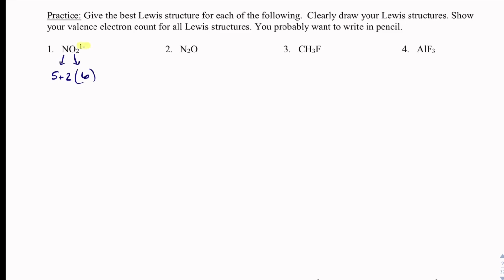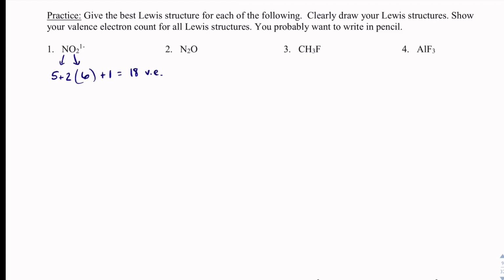But you may notice that we have a -1 charge. That means we have an extra electron, so we'll add 1 more electron, and when we take 5 plus 12, we get 17 plus 1, we get 18 valence electrons. We should be expecting an even number of valence electrons every single time.